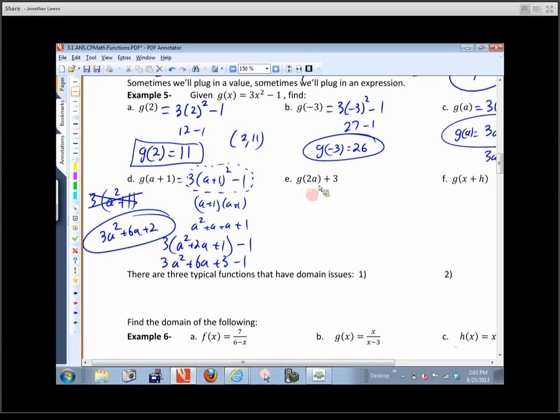Okay, this one here is a little bit unique. We want to find out what g of 2a is, and then we're going to add 3 to it. So this is going to be 3 parentheses, something squared, minus 1. That's the g of 2a part, and then I'm going to add 3. So here's the first part, and there's just the plus 3. What am I putting right here? 2a.